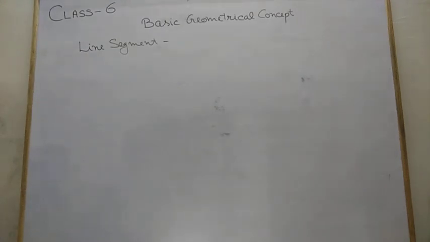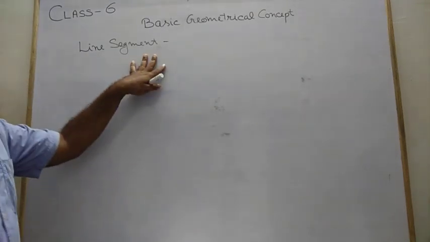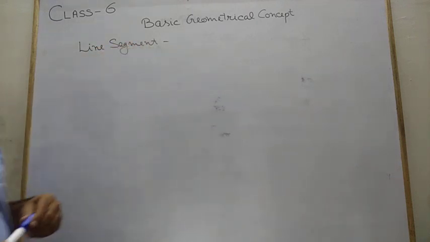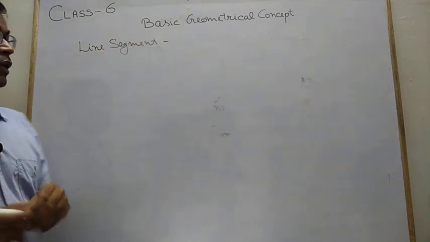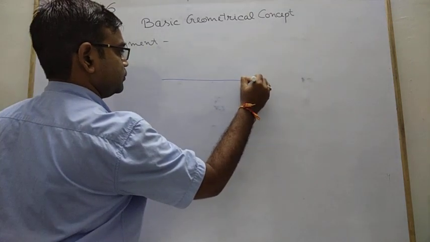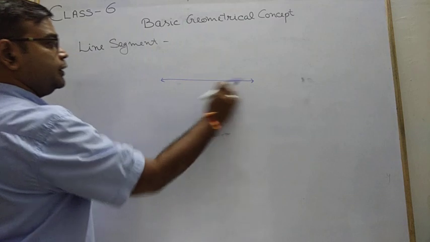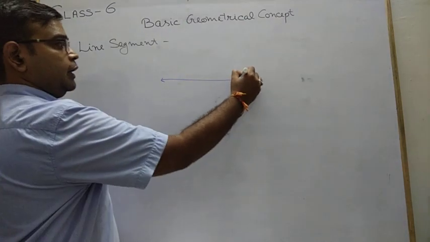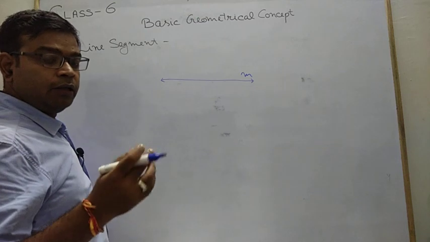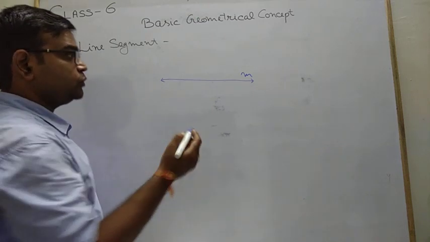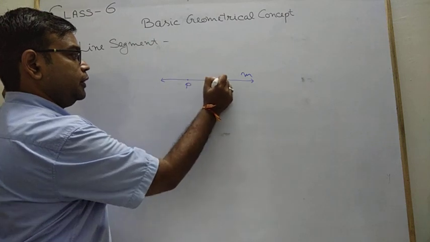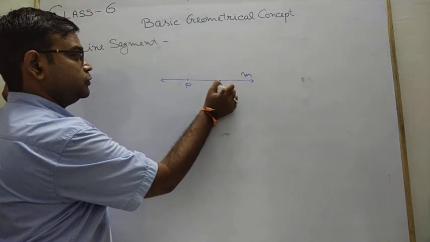Our next topic is line segment, as you have seen written on the board. What is a line segment? Suppose one line, small m, is passing. In this line we know that there are infinite number of points. We choose any 2 points, P and Q.